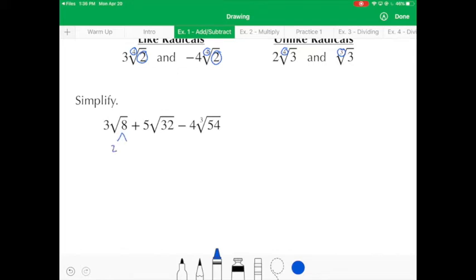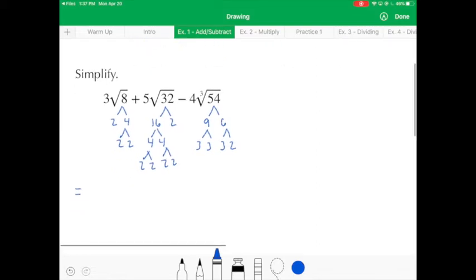8 is, of course, 2 and 4. 4 is 2 and 2. 32, we'll do 16 and 2. 4 and 4. 2, 2, 2, 2. And then 54, how about we do 9 and 6. 3, 3, 3, 2.